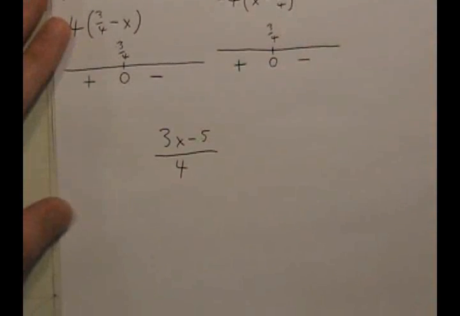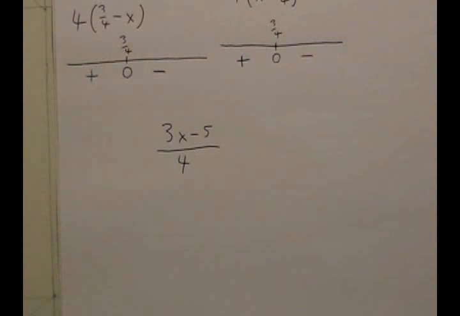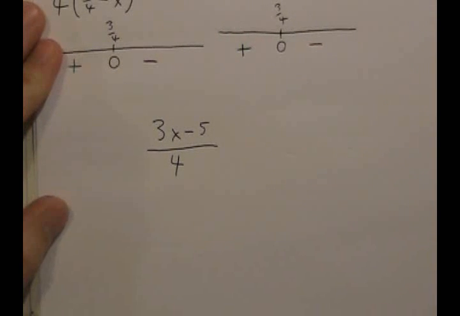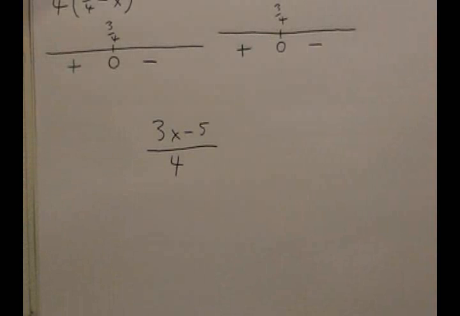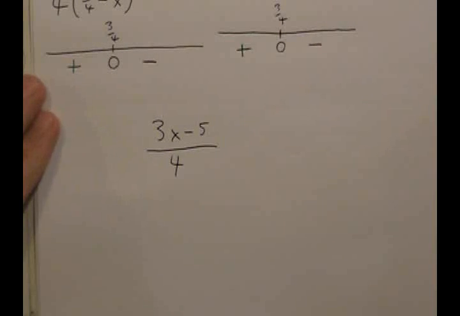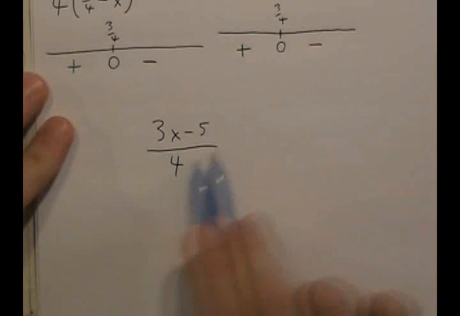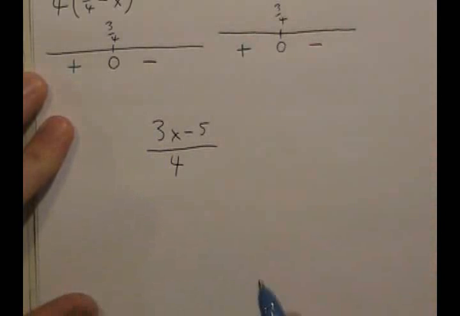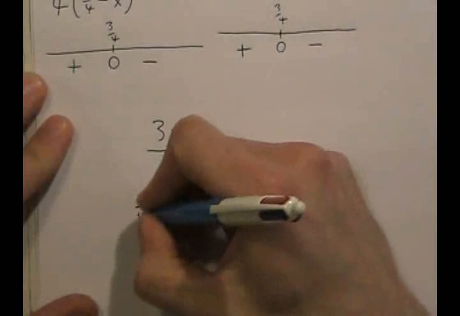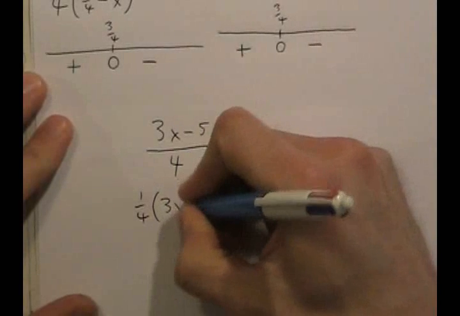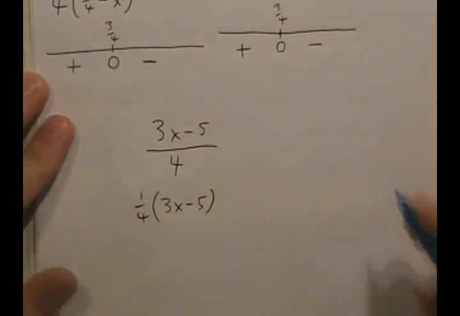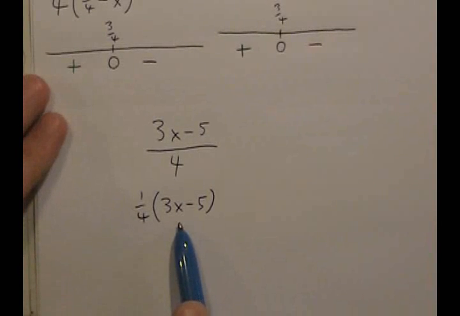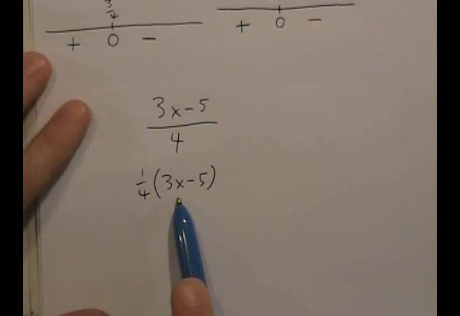If I want to make a sign chart for this, I want to know where it is positive, where it is negative. Let me zoom in for a second. Where is it positive? Where is it negative? Where is it 0? And as with the other ones before this, there are a couple different ways of interpreting this. I don't see this as a division problem. I see it as a multiplication problem. I have a tendency to look at this as though it's 1/4 times the quantity 3x minus 5. That way, since it's a positive number out front, I'm free to ignore it for purposes of doing up my sign chart. All I have to worry about is what's going on with the 3x minus 5.